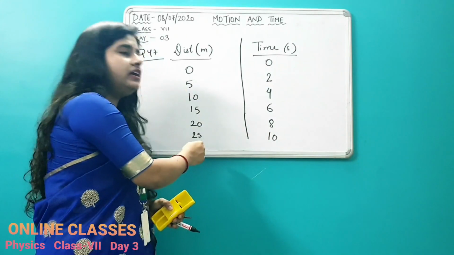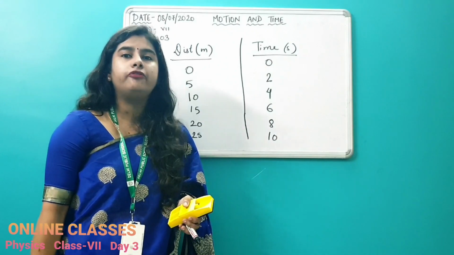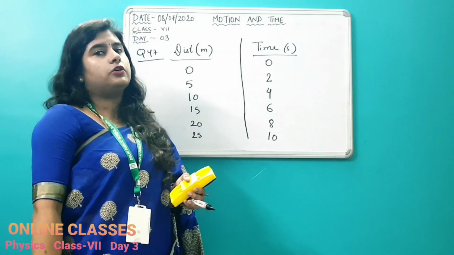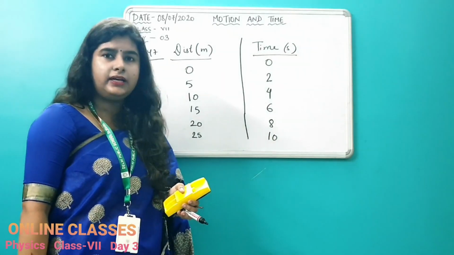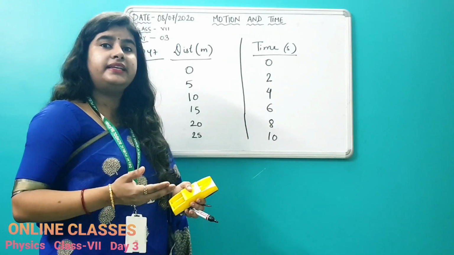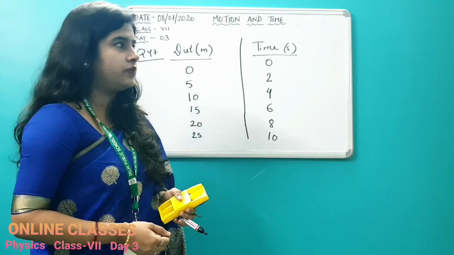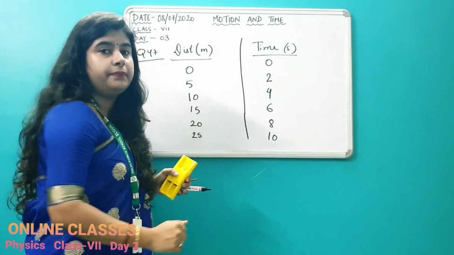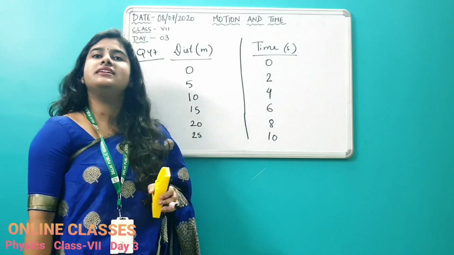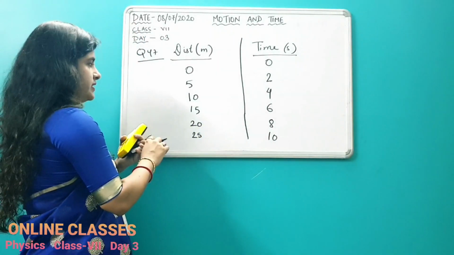So from the data given to you, you can easily make out that this is a question of uniform motion. Is it clear? From the definition only, you can verify: a body covers equal distance in equal intervals of time. Now this particular table, this data is given to me. I am going to draw a distance time graph with this data.